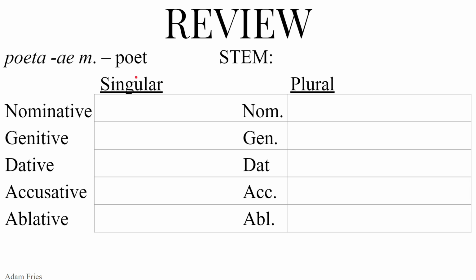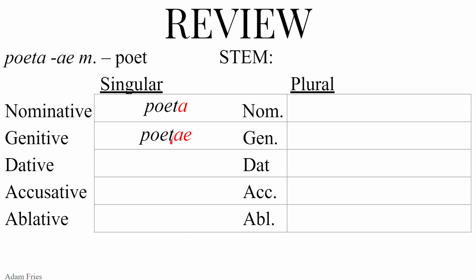To review, let's go over how to decline a Latin noun of the first declension. So we have poeta, poetae, masculine, poet. This is the dictionary entry, where poeta is the nominative singular, ae is the genitive singular, this is the noun's gender, and this is the English definition. So go ahead and put the nominative singular in the nominative singular blank. Then that ae, the genitive singular, put that in the genitive singular blank.